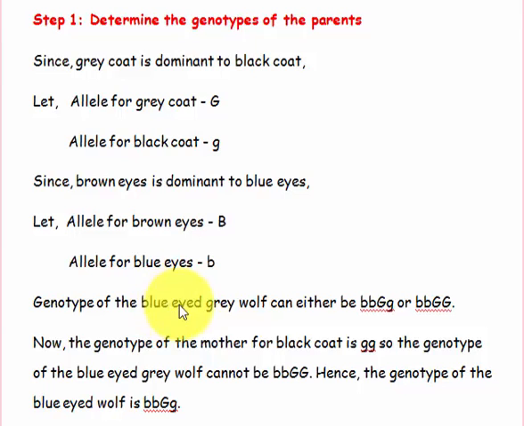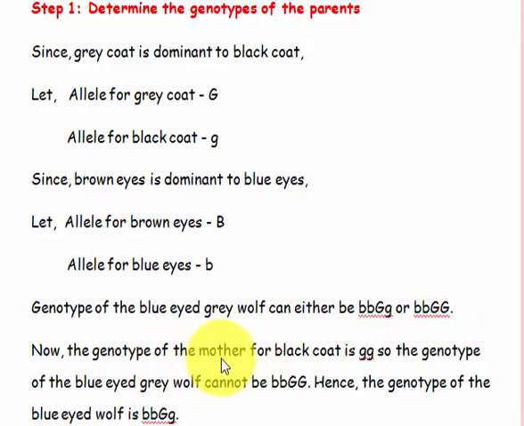Now the genotype of the blue-eyed gray wolf can either be this or this. The wolf is blue-eyed and blue is recessive, so the genotype will be double lowercase b. However, the coat of the wolf is gray and gray is dominant. So the genotype can either be uppercase G, lowercase g, or 2 uppercase G.